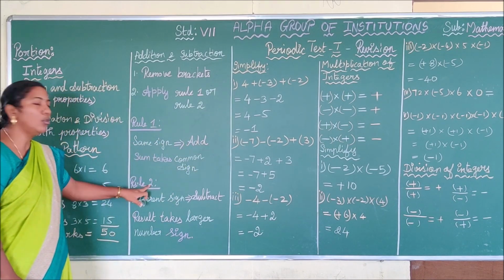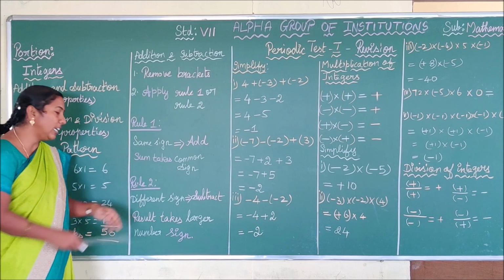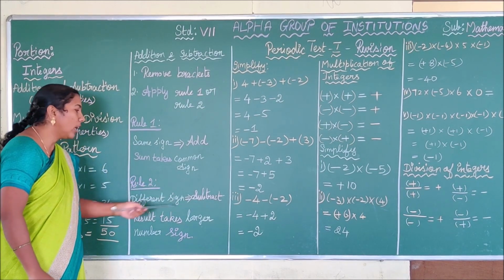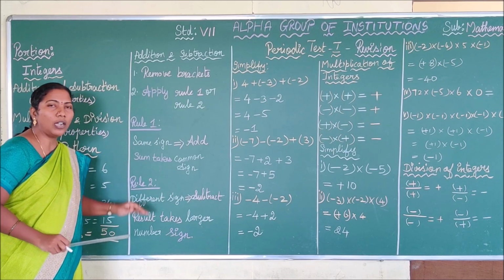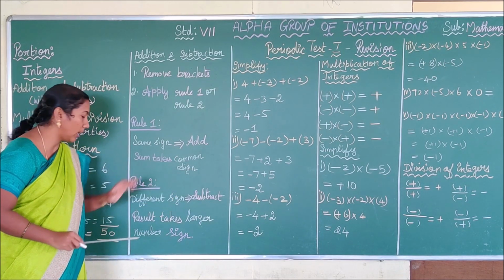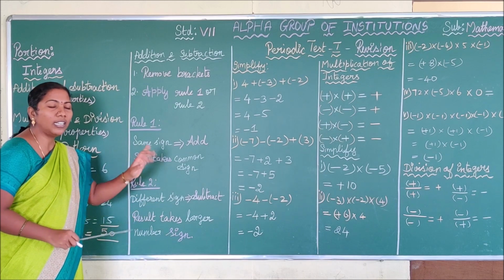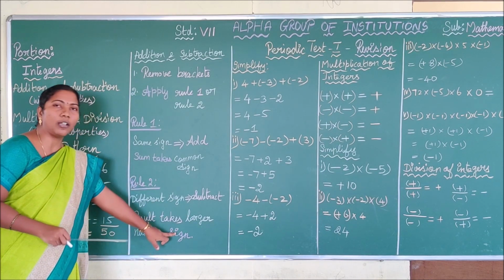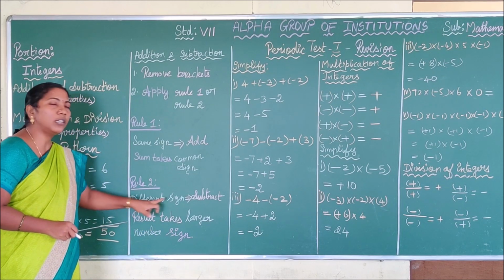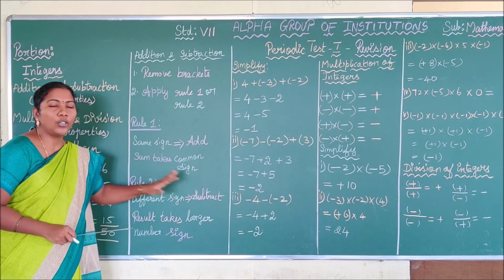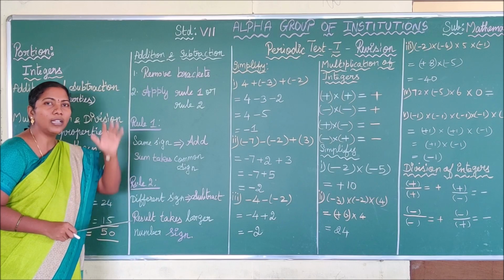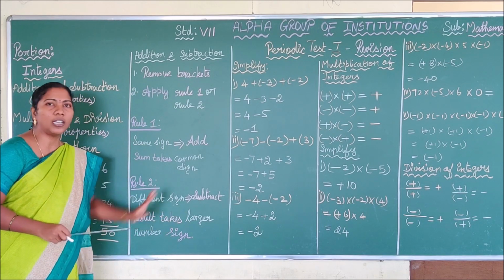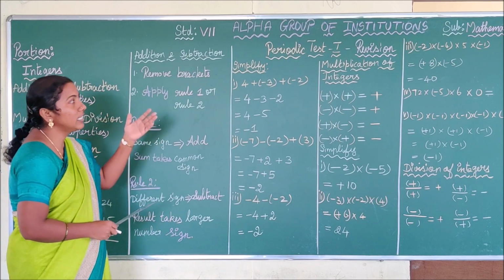What is rule 2? The given integers are in different sign. Different sign means subtract. How can you subtract? You have to subtract the smaller number from the larger number. You get one answer. We call that answer the result. The result takes the symbol of the larger number. Do you understand, children? Different symbol means subtract the smaller number from the larger number. You get one answer, and that answer gets the symbol of the larger number. Let us see some sums.